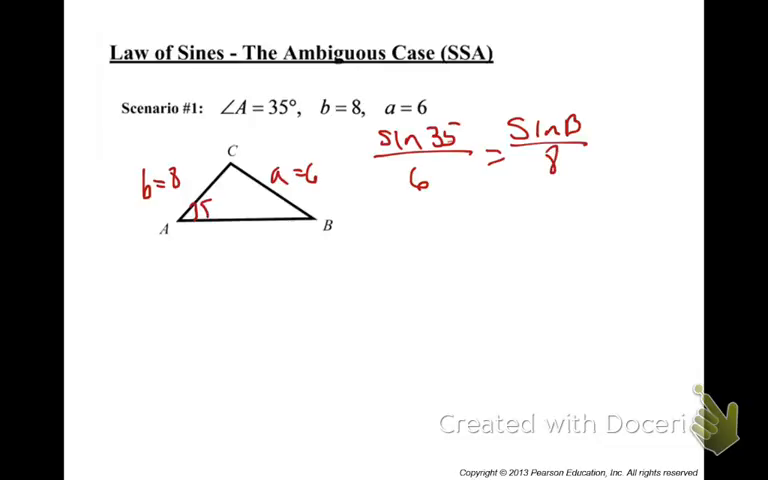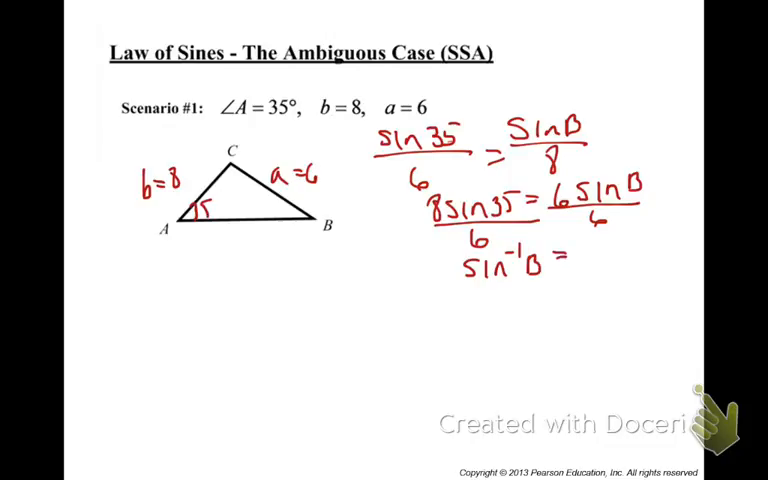We crossed that, and we got 8 times sine of 35 equals 6 times your sine B. We divide the 6 out. And we take that inverse, and we got 50. We rounded up to 50. Okay.